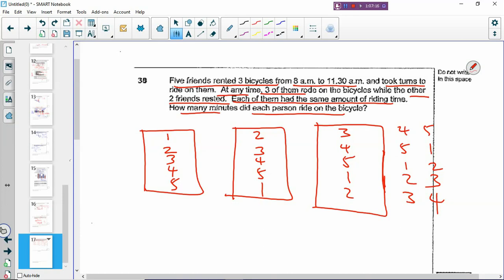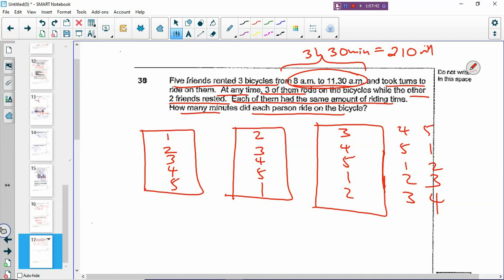So they rented 3 bicycles from 8 a.m. to 11:30 a.m., which is how many hours and minutes? So you have to find the duration, which is 3 hours and 30 minutes. And then you will need to change this into minutes so that you can divide. Otherwise, you can't divide. So 3 hours is 60 times 3, 180 minutes. 180 plus 30 will be 210 minutes.